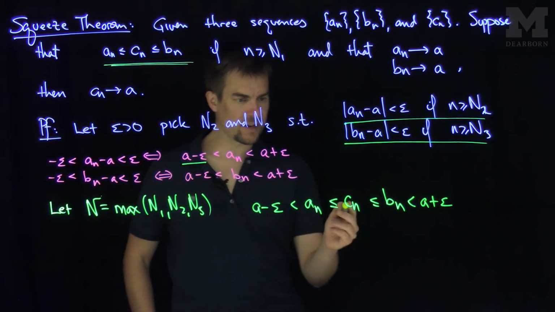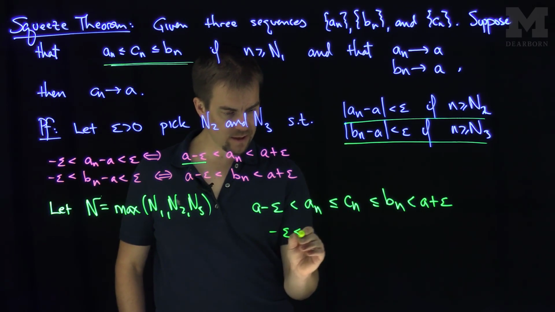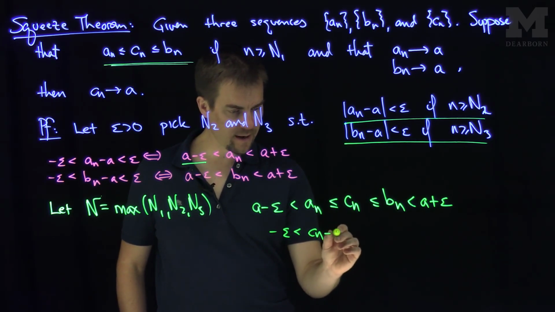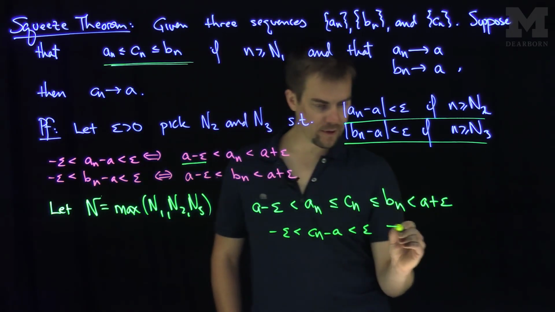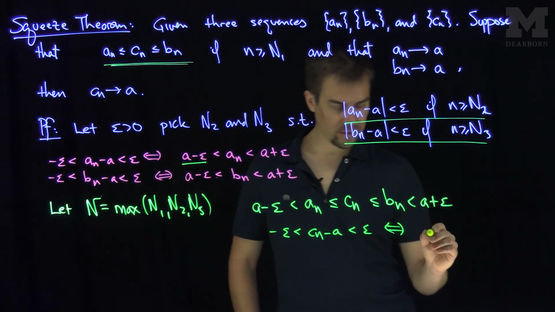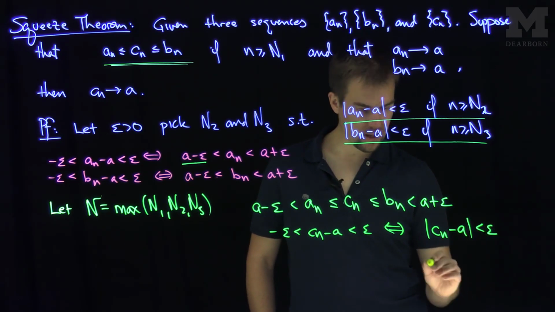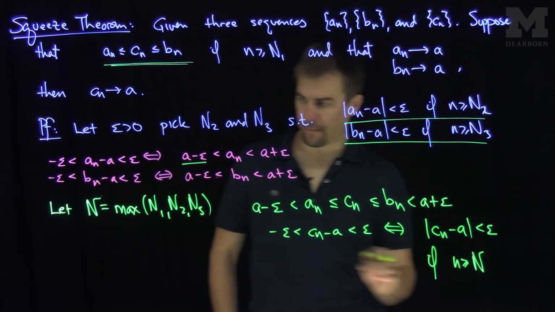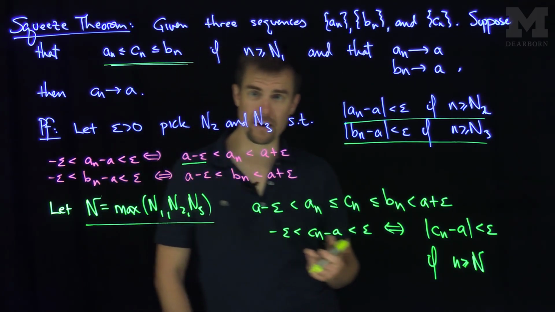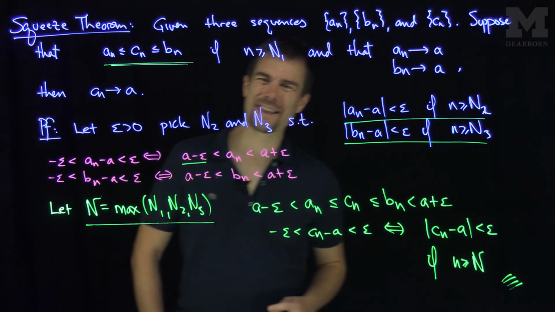So if I put these things together, what's the conclusion? The conclusion is, by subtracting a, we have negative epsilon less than c_n minus a less than epsilon. And this statement is equivalent to saying that the absolute value of c_n minus a is less than epsilon if little n is bigger than or equal to capital N, being the maximum of those three values. And that is the proof of the squeeze theorem. Thank you very much.